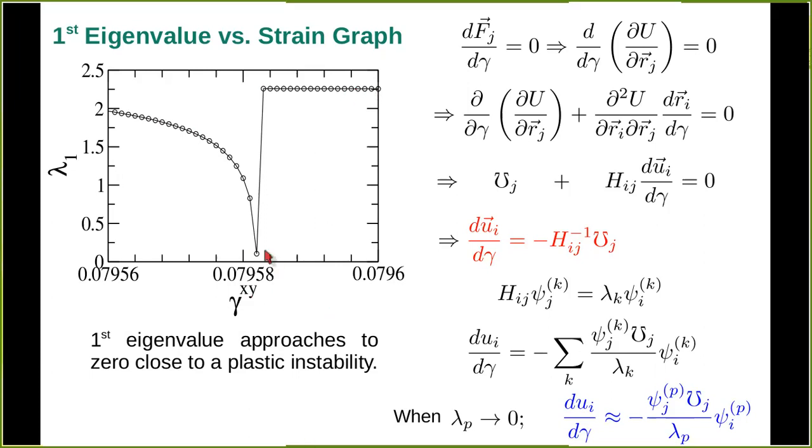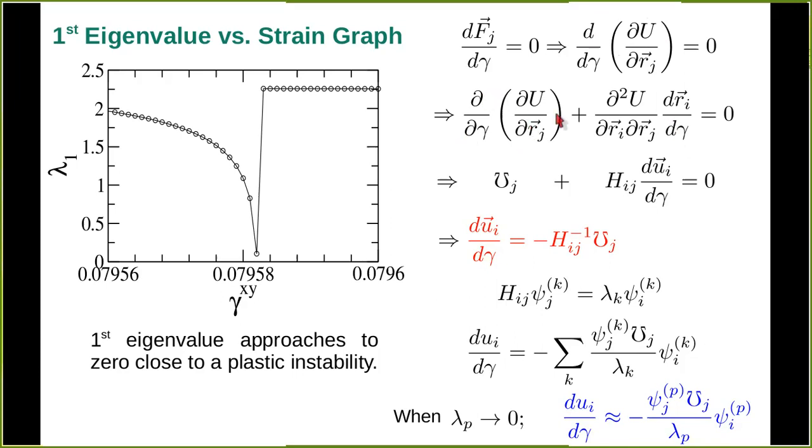Now, when one eigenvalue approaches 0, it has a nice consequence. To understand that, we have to do some mathematical analysis. So what I wrote here is that the derivative of force with respect to strain on any particle j is 0, because we minimize the potential energy of the system before and after applying a strain step. Now we rewrite this force in terms of the total potential energy, and then we apply the chain rule to this derivative, and this is what it looks like.